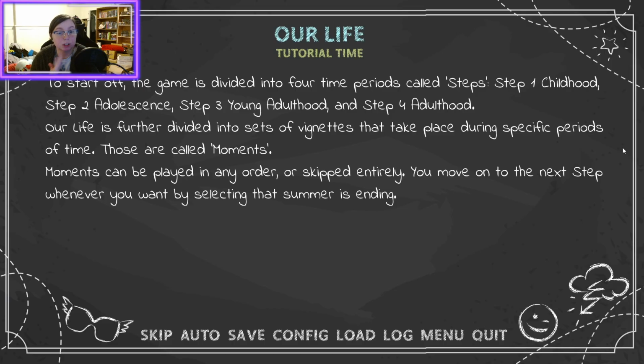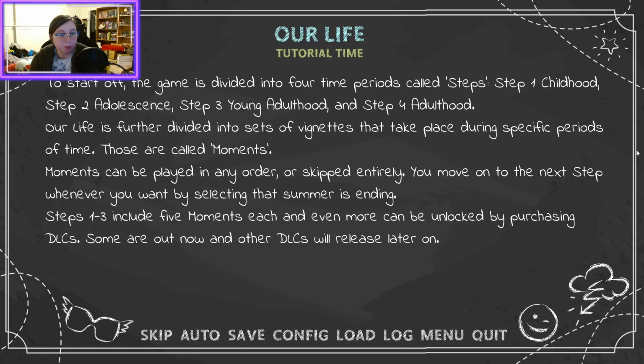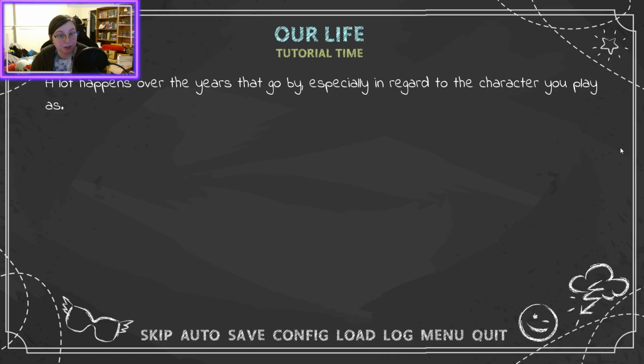Moments can be played in any order or skipped entirely. You move on to the next step whenever you want by selecting that summer is ending. Steps 1 to 3 include 5 moments each, and even more can be unlocked by purchasing DLCs. Some are out now, and other DLCs will release later on. Step 4 is an epilogue and doesn't include moments.